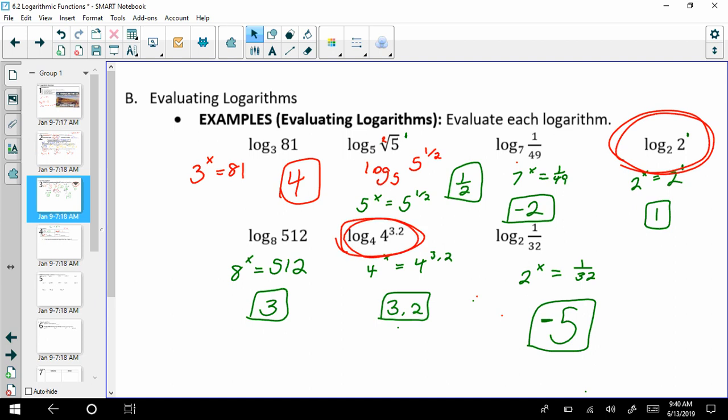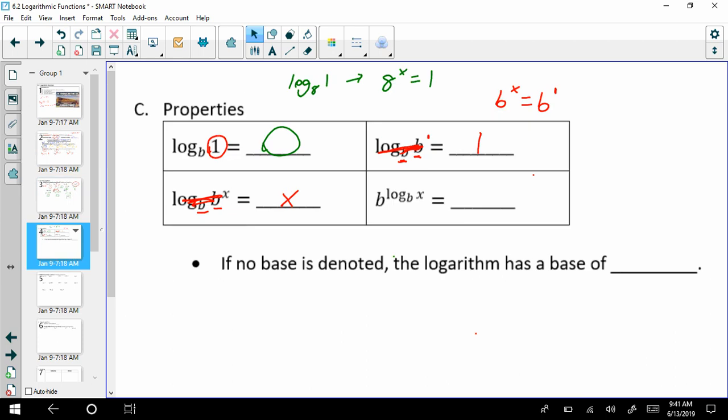See how the answer was the 3.2. And what about, ooh, look at this one. This one looks really nasty. Well, the answer is x. And the reason why this one works, if these are the same base, since exponential and logarithmic functions are inverses, when I put one inside the other, they cancel out and I'm left with just whatever that x was.